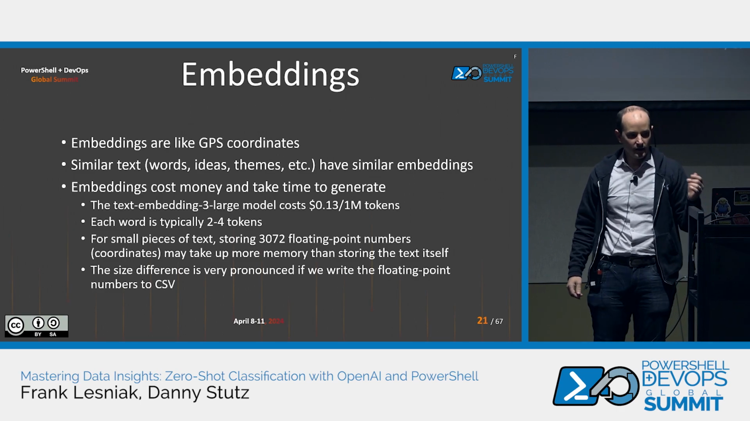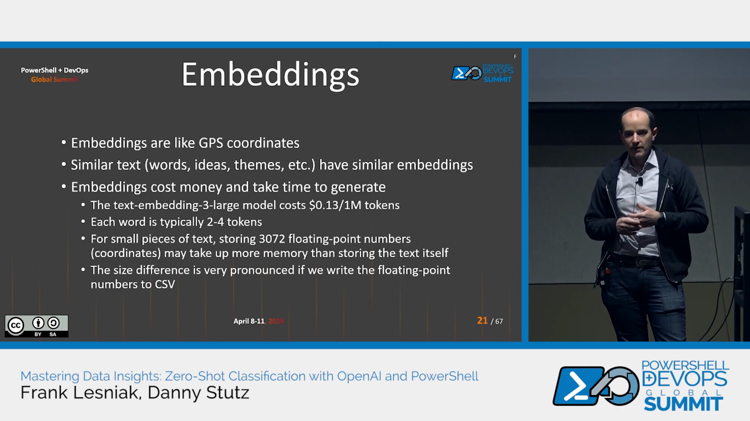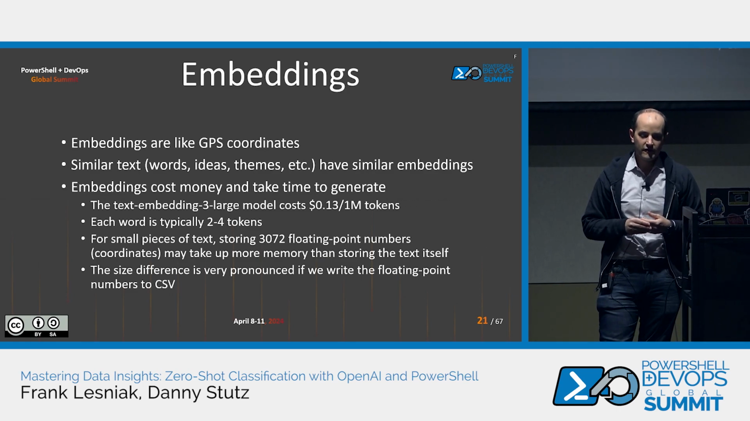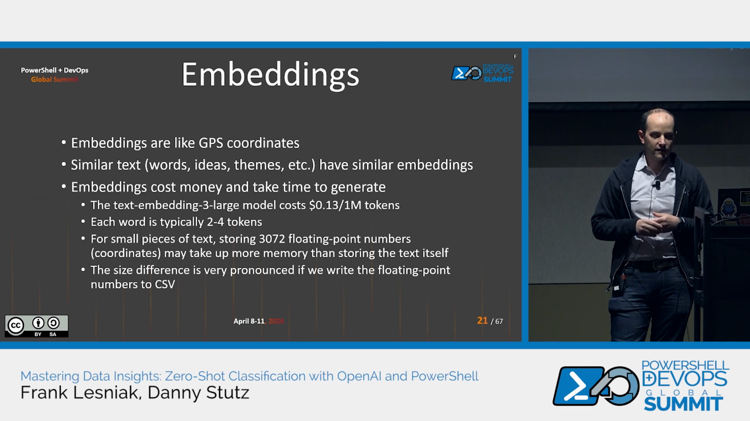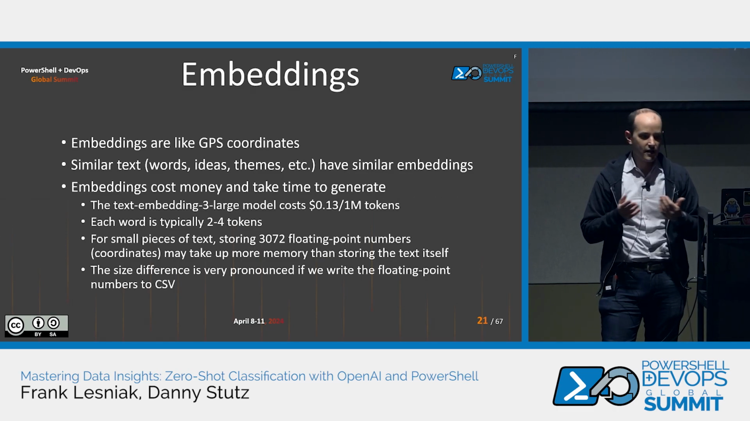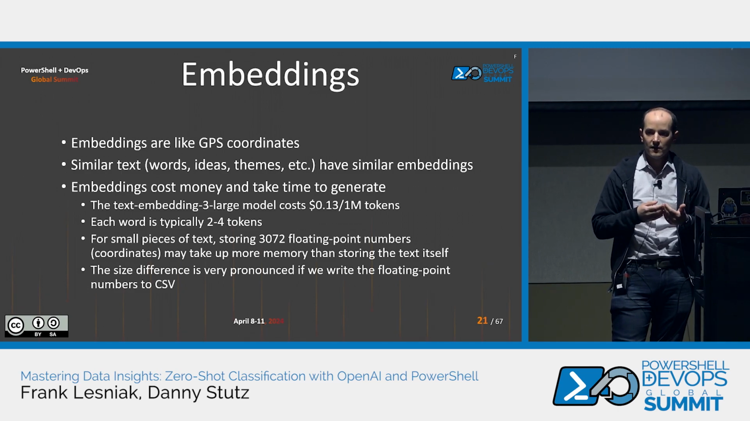And one more thing on embeddings. They do cost money, not a lot of money. The model we're using costs 13 cents for every million tokens, and each word is typically 2 to 4 tokens. So you get a lot of bang for your buck here. But nonetheless, it's not free. It does take money to generate them.